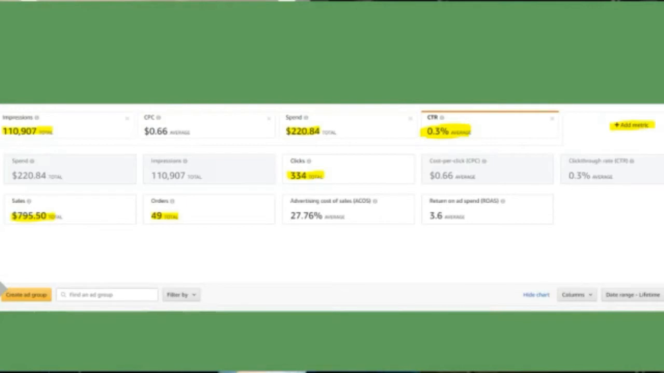So that orders number can help you work out how many print books you sold and how many ebooks you sold. The advertising cost of sales is not highlighted there, but this is a good 27% ACOS. Typically, if the ads are under 70% ACOS, that means you are making money.